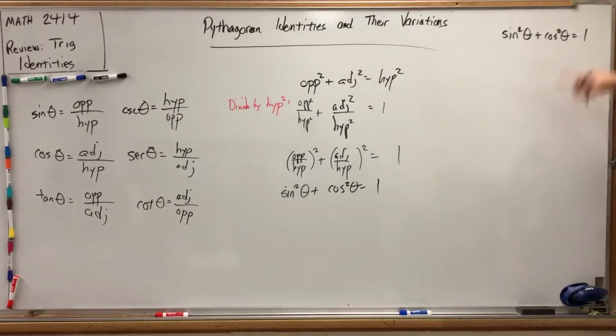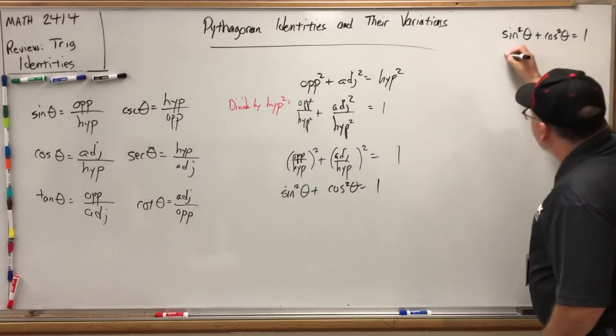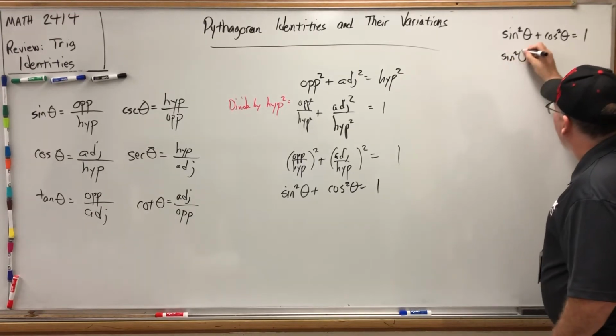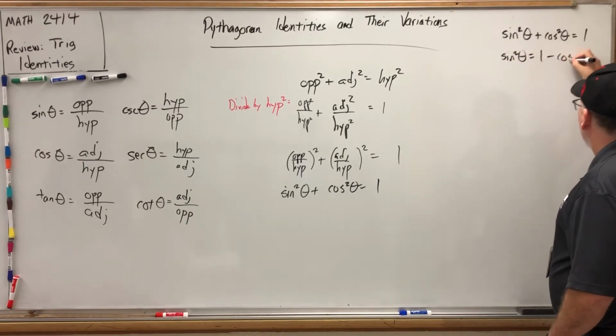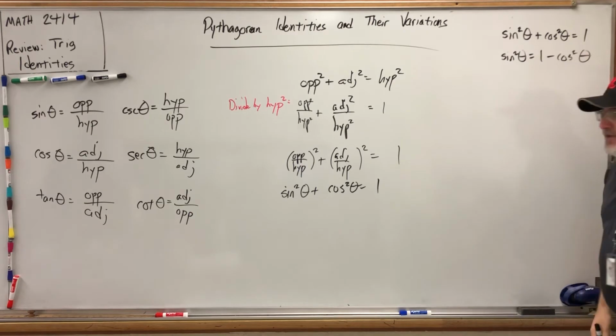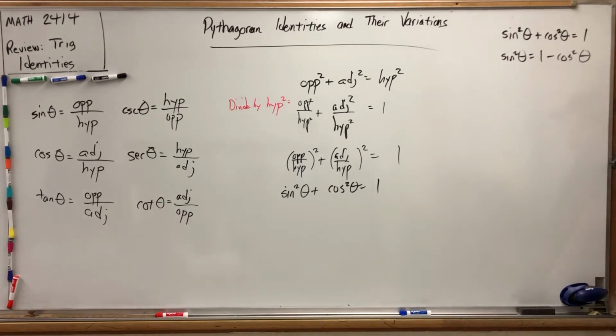For example, if I subtract cosine squared from both sides, I would get sine squared theta is equal to 1 minus cosine squared theta. What that basically means is I can replace one with the other. For example, if I ever see a sine squared theta, I can replace it with 1 minus cosine squared theta. Or, if I ever see a 1 minus cosine squared theta, I can replace it with sine squared theta.